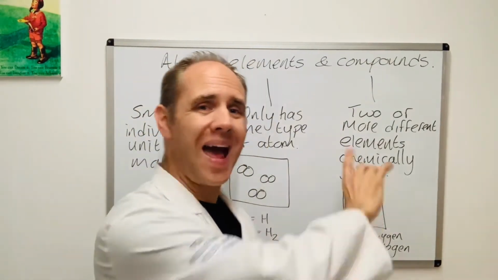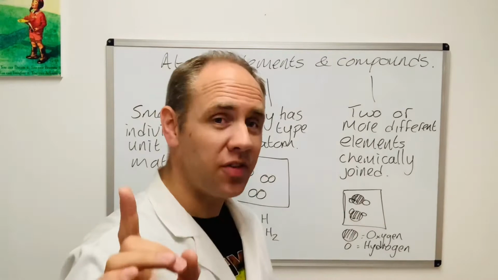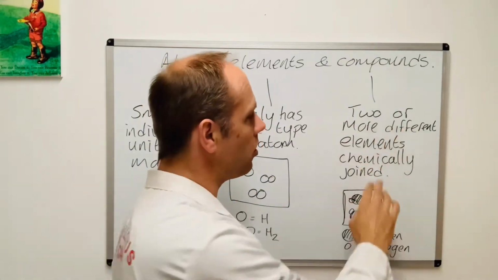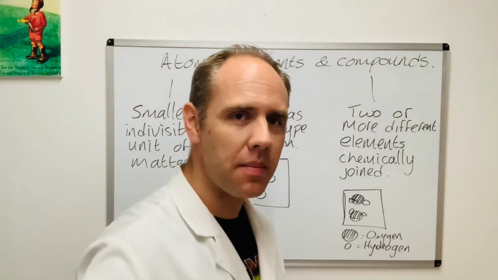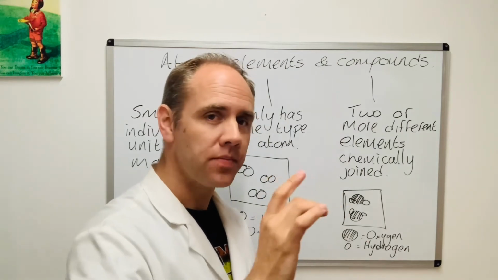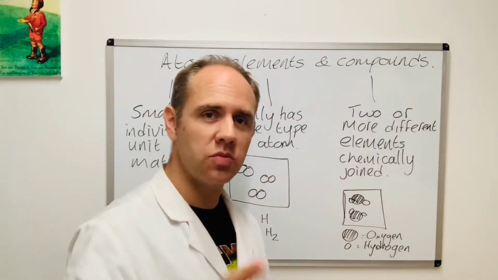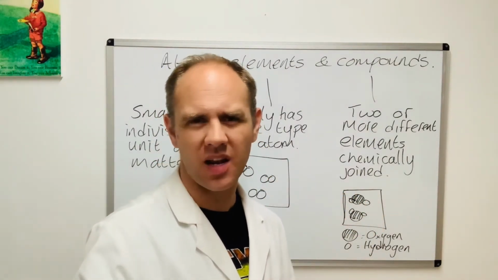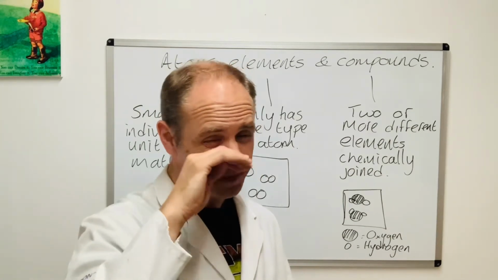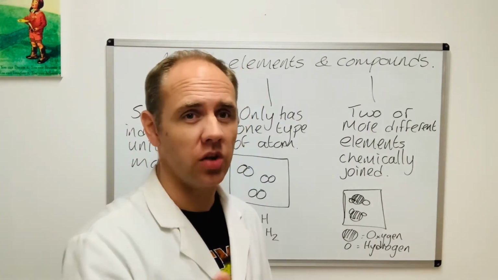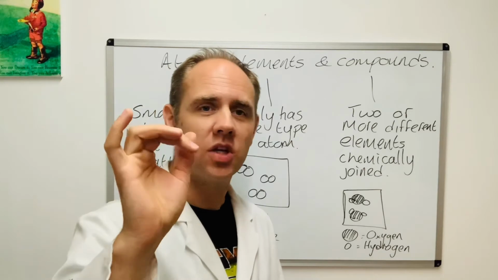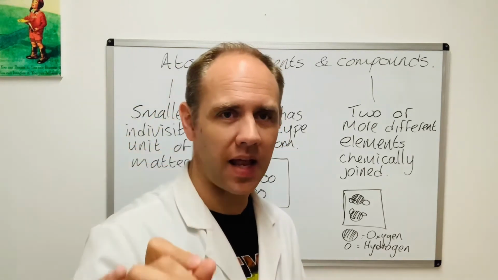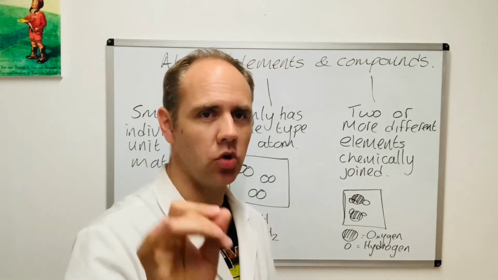But if you look then at compounds, two or more different elements chemically joined together. Now, this is an interesting thing because most students really fall afoul of this and they're like, oh, I don't get this, what do I do? It's not that hard. It's really not. Two or more different elements that are chemically joined together.